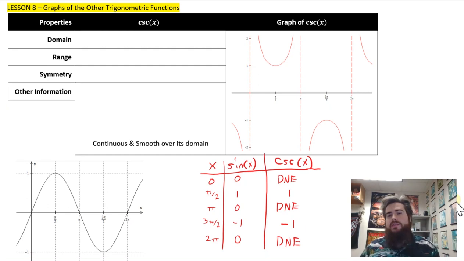Those instances where sine would equal 0 and cosecant does not exist means that we are going to have a vertical asymptote in place of each of those, which is what you see in our graph for cosecant here. We have an asymptote at 0, an asymptote at pi, and an asymptote at 2 pi. For the other established values, we have pi halves is still +1, and 3 pi halves is still -1.